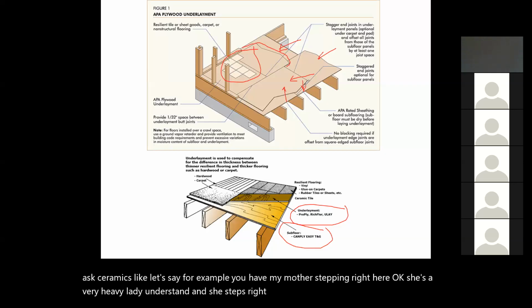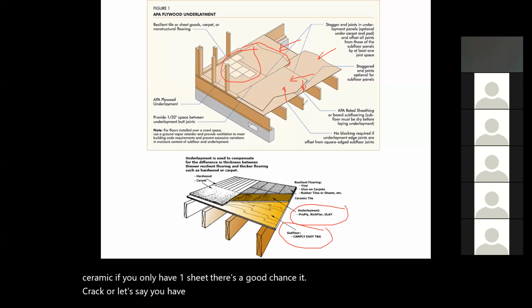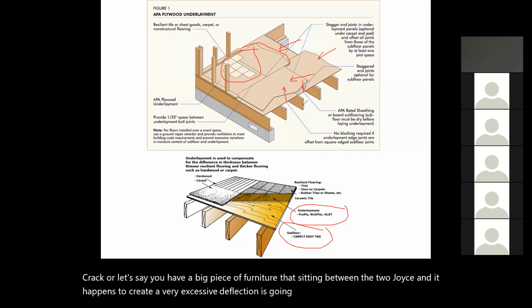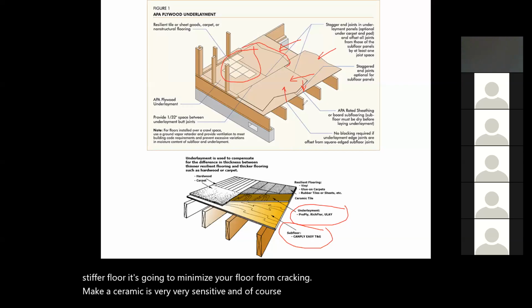Guess what's gonna happen to your ceramic? If you only have 1 sheet, there's a good chance it could crack. Or let's say you have a big piece of furniture that's sitting between the 2 joists and it happens to create a very excessive deflection. It's going to crack your ceramic. So by having a stiffer floor, it's going to minimize your floor from cracking, because ceramic is very, very sensitive. And of course, the bigger the ceramic, the more sensitive it is going to be.